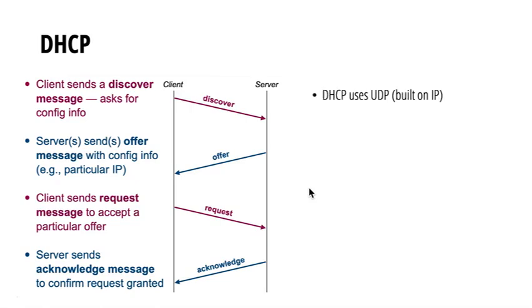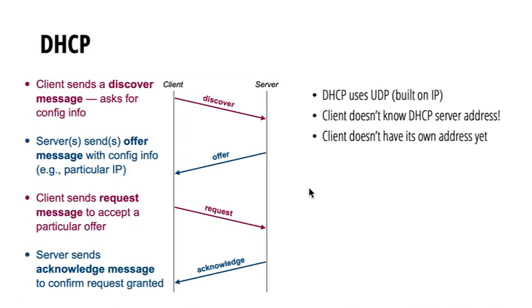Okay. We said, if you listened carefully to Murphy, that DHCP uses UDP. It's built on top of IP. So this should give you some pause because it doesn't know the IP address of the DHCP server. It doesn't know the MAC address either. It doesn't know its own IP address yet. And so how does this actually work?